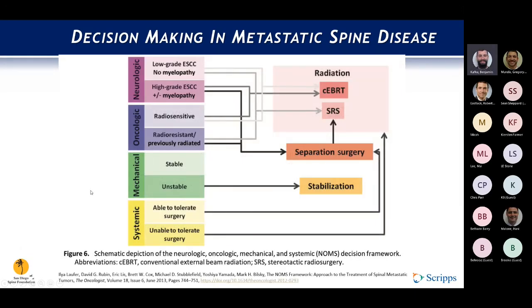And I put this up just to show you where we're going. I'll revisit it again later, but this is the overall framework.